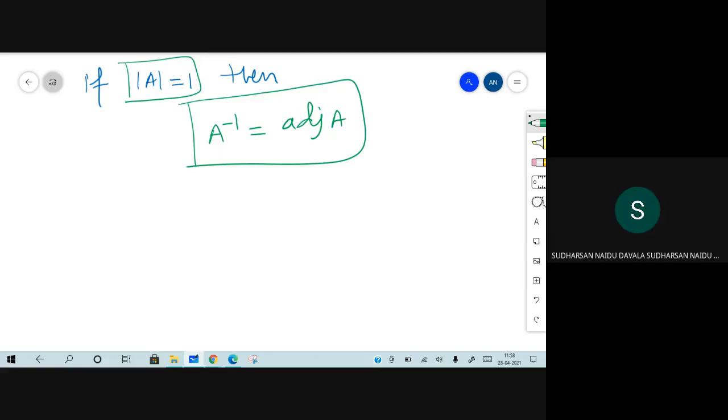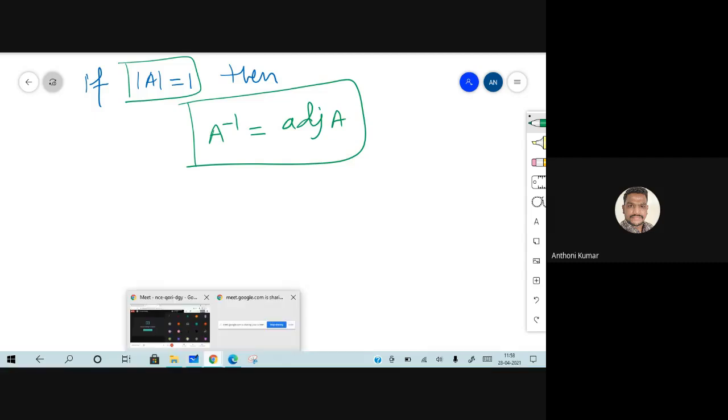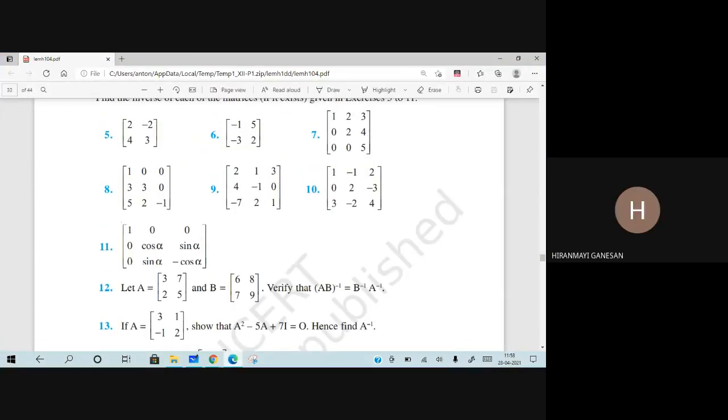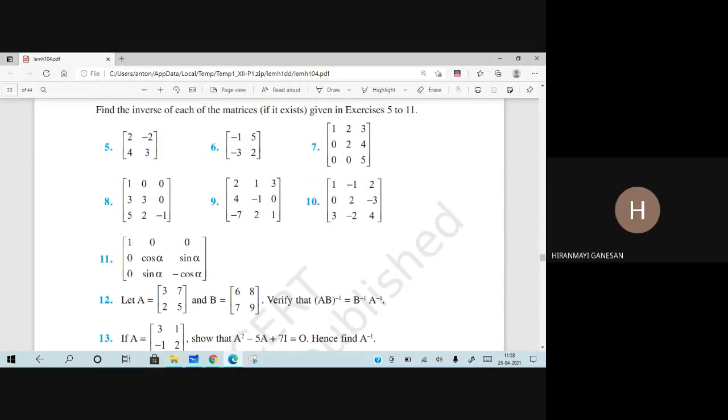So you know how to find the adjoint of a matrix. For the adjoint of a 2 by 2 matrix, what is the shortcut? Exchange the leading diagonal elements and change the sign of the non-leading diagonal elements. That's it.